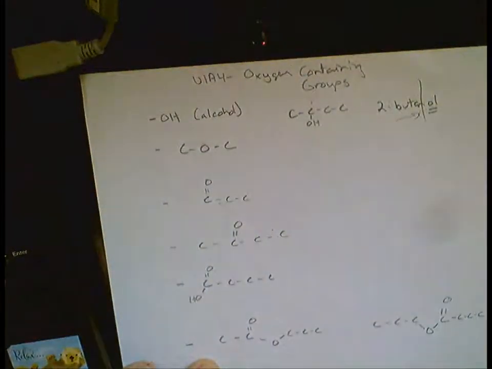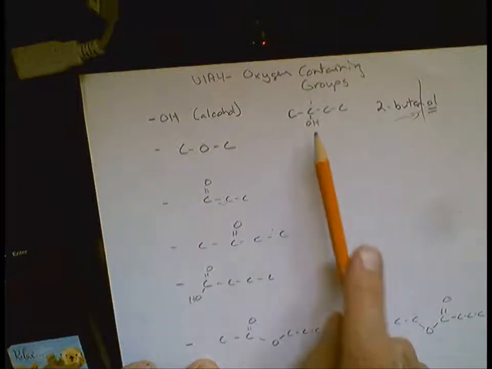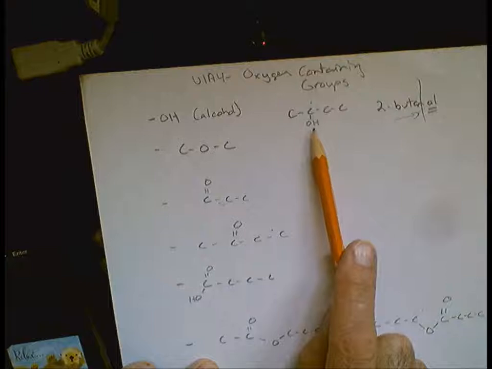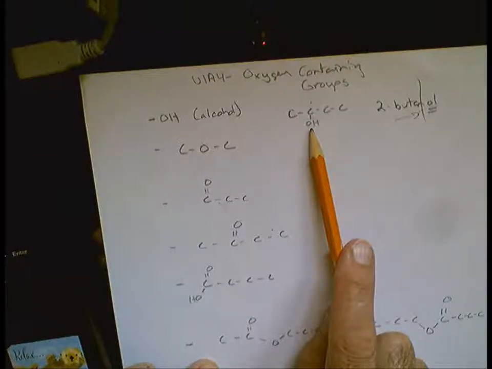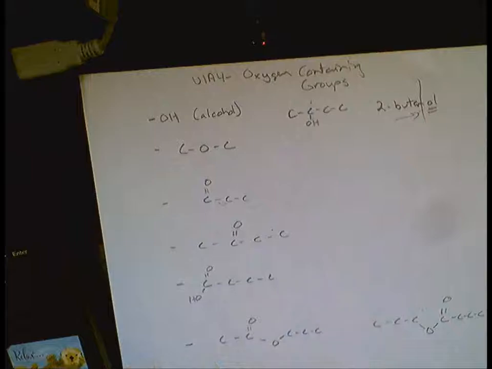Now, if you want to know what end to start counting from on a molecule, you always find your highest rated functional group. So an OH would be higher than a double or triple bond or a methyl or an ethyl. We are not going to emphasize that too much in this course.